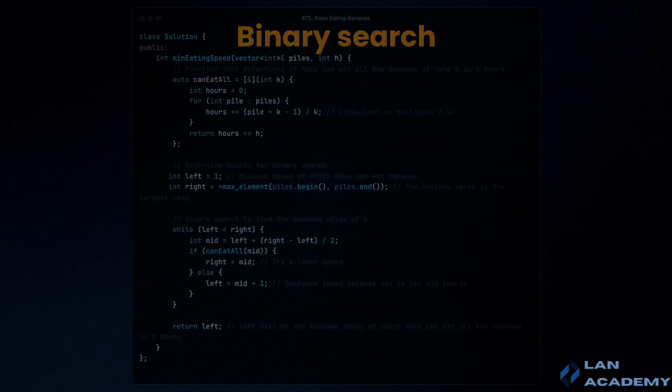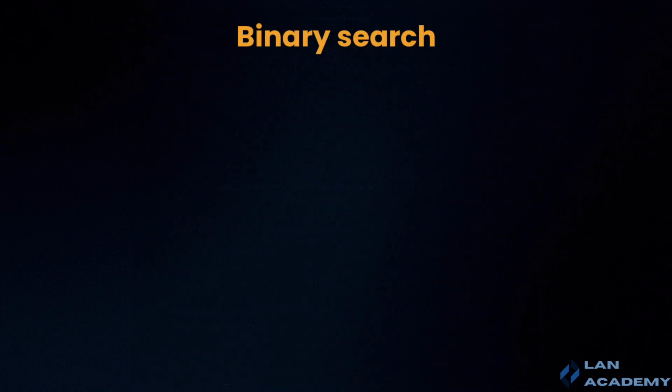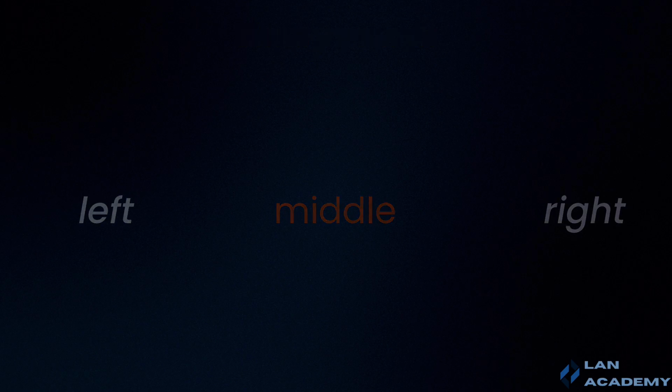To solve this problem, we rely on a binary search, a highly efficient algorithm that is particularly useful when dealing with problems where a solution can be narrowed down within a range. Binary search works by repeatedly dividing the search range in half, which significantly reduces the number of comparisons and operations needed to find the correct answer.